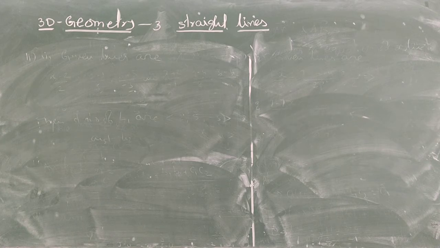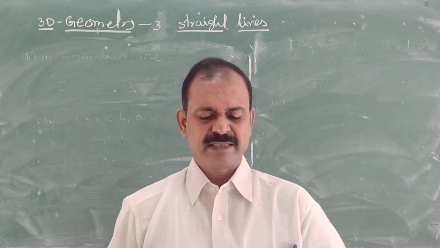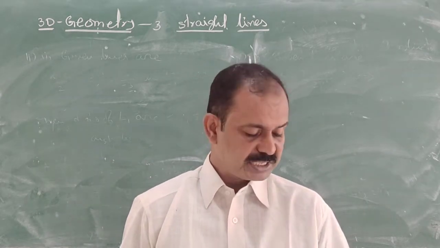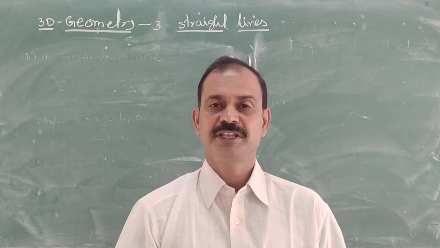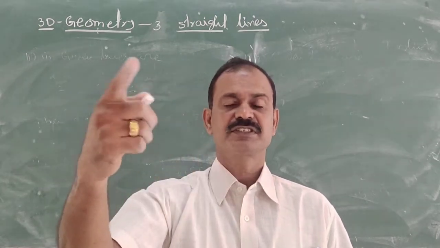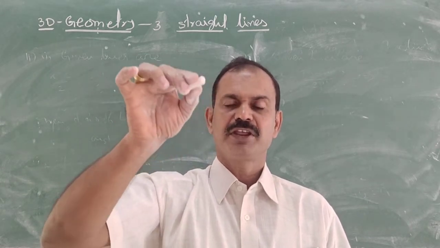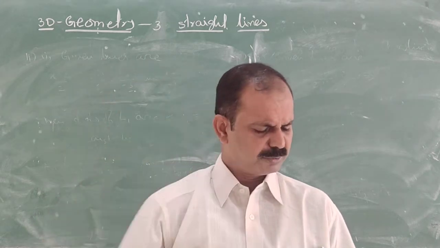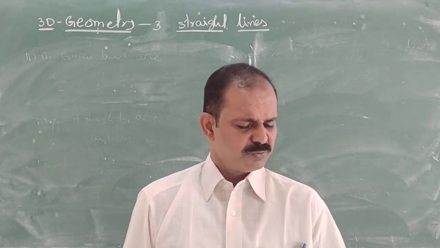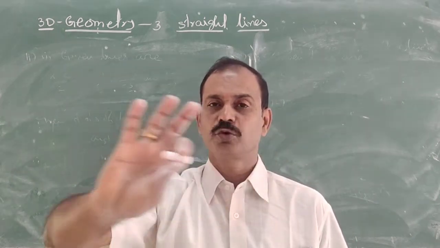Next is the 13th one. Show that the lines are perpendicular to each other. So you know already how to show they are perpendicular to each other. Find the drs of the first line, find the drs of the second line, so that you have to show a1 a2 plus b1 b2 plus c1 c2 is equals to 0. Already this model we have done. Next, 14, 15, 16, 17 all are the same, there is no change.